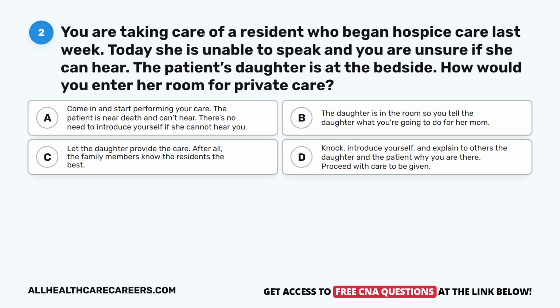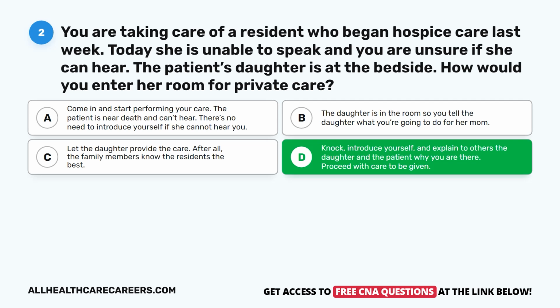B. The daughter is in the room, so you tell the daughter what you're going to do for her mom. C. Let the daughter provide the care. After all, the family members know the residents the best. D. Knock, introduce yourself, and explain to others, the daughter and the patient, why you are there. Proceed with care to be given.